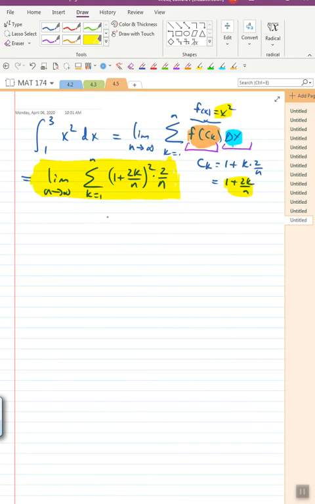Now the question is, how do I break this guy down? Well, let's write it all out. It'd be limit as n goes to infinity, summation k equals 1 to n. Let's do the algebra here. I know I can factor him out. And when I do, I'm going to get 1 plus 4k over n plus 4k squared over n squared. So far, so good.